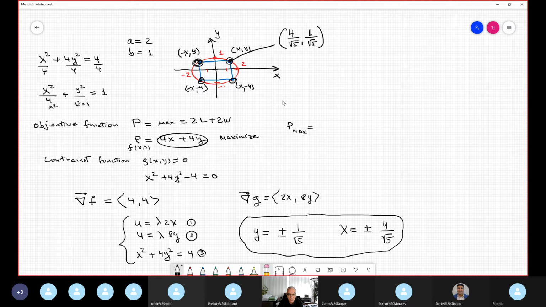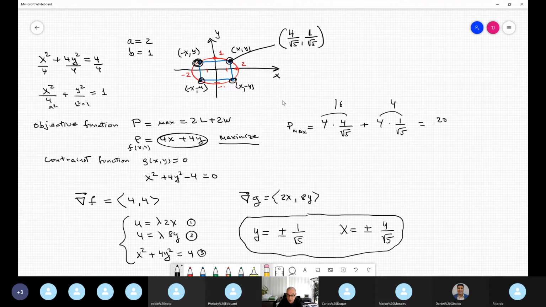So in order to find the maximum perimeter, which is the thing I want to maximize, using that formula, it is 4 times x, which is 4 radical 5. You take the positive solution because it's the distance. Plus 4 times 1 over radical 5. This is 16 over radical 5. This is 4, this is 20. 20 over radical 5.